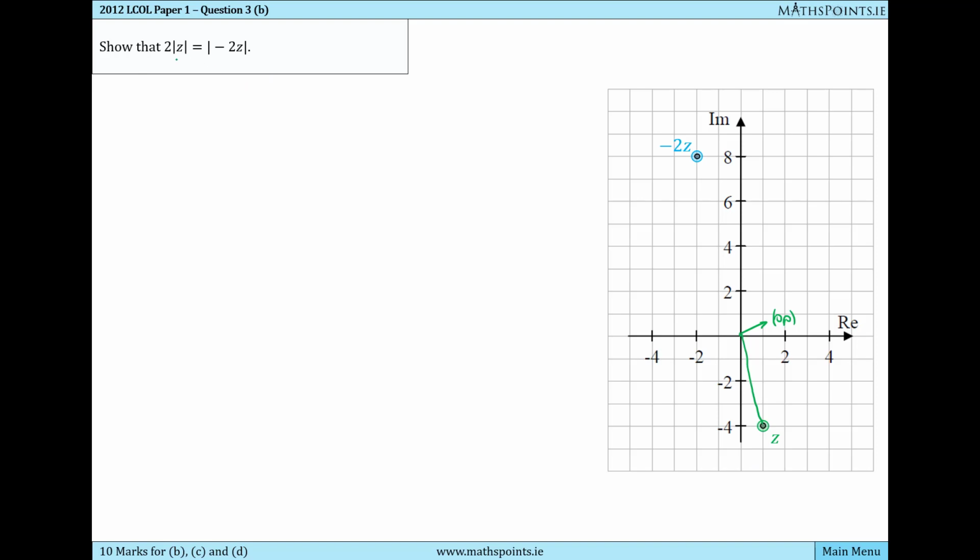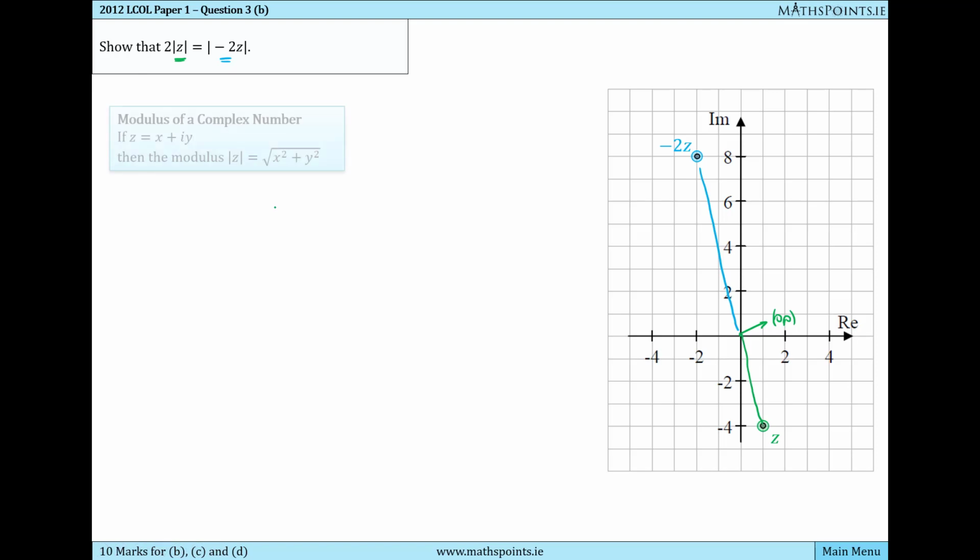So we're going to find the modulus of z and then multiply it by 2 for the left-hand side of this equation. For the right-hand side of the equation, we're interested in the distance from the complex number minus 2z back to 0, 0. And when we find the modulus of minus 2z, that will be the right-hand side of our equation.